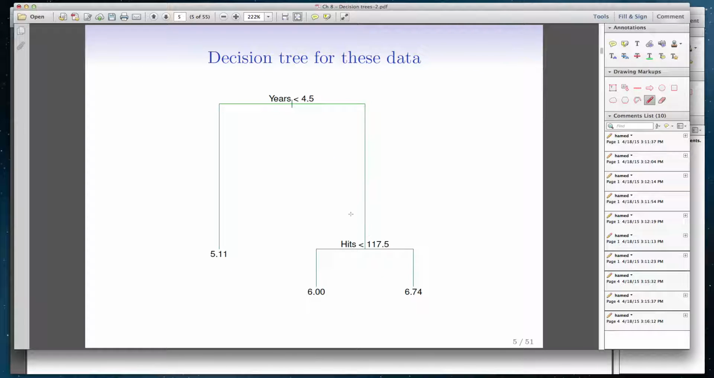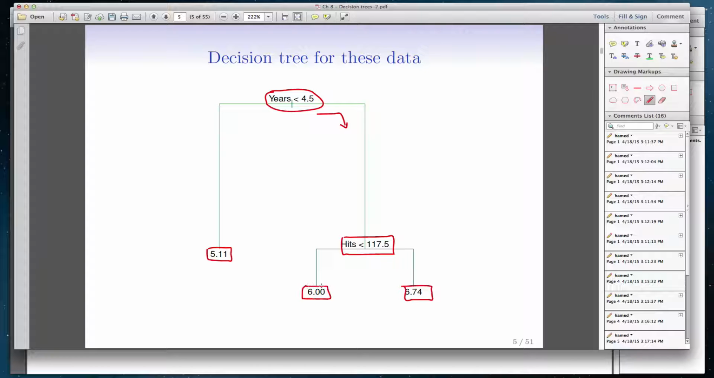So if I want to show the same tree that we explored, we found that if you have less than 4.5 years of experience, your income is low. I explained a bit what this 5.11 is. If your years of experience is more than 4.5, that means you do not satisfy this condition. You're earning more. You come this way. And if you come this way, you see, okay, it depends on how many hits you had. If you had a significant amount of hits, your income would be this much. And if you have less amount of hits, your income is this much.